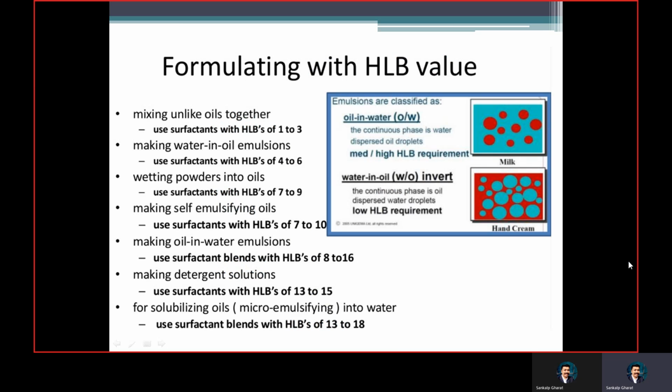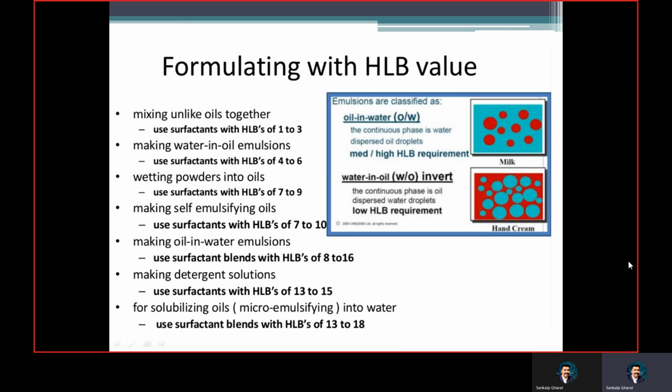So this is an extension of the HLB scale which you have seen previously. Supposing you are mixing two unlike oils together, in that case we can use surfactants with HLB 1 to 3. If you are making a water in oil emulsion, that is, water globules are dispersed in oil, in that case we can use surfactants with HLB 4 to 6.